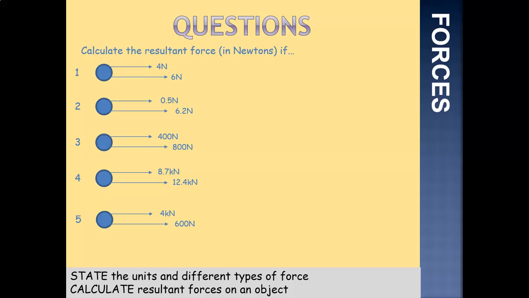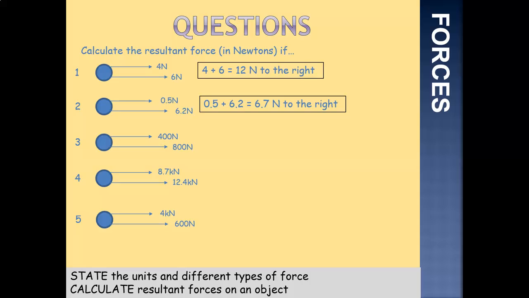Okay, let's go through the answers. So for number 1, we've got an object with a force of 4 newtons and 6 newtons, both acting to the right. They're both acting in the same direction, so that would be 4 plus 6, giving us 10 newtons to the right. Question 2, similar one. We've got 0.5 newtons acting to the right, 6.2 to the right, exactly the same way, 6.7 newtons to the right. Question 3, 400 newtons and 800 newtons, both acting to the right, so our resultant force is going to be to the right. Because they're acting in the same direction, we add them together, 400 plus 800 gives us 1200 newtons to the right.